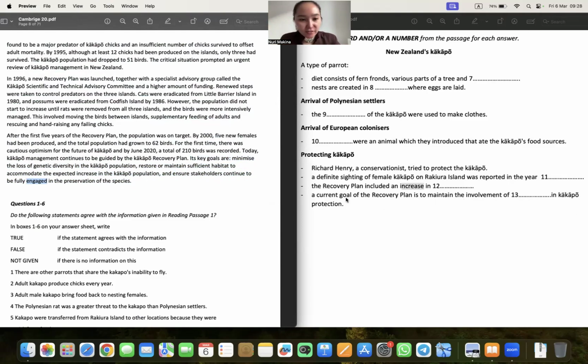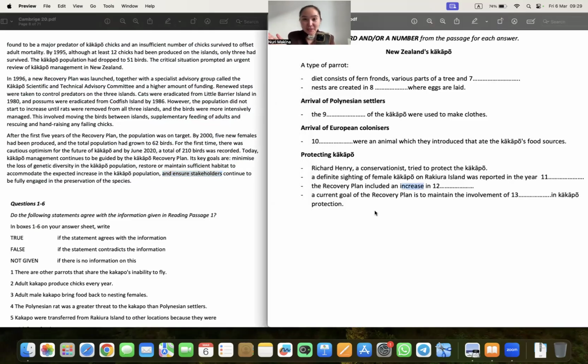And involvement of what? Of who? To be sure, stakeholders. Involvement of stakeholders. The answer to question 13 is stakeholders. A current goal of the recovery plan is to maintain the involvement of stakeholders. Does it make sense? Yes, it does. Thanks. So this is how you do it.